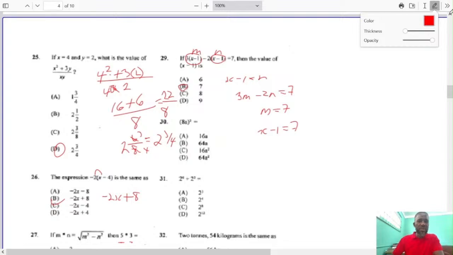All right. So we have 8a squared in this one. Now remember, from the laws of indices, once we have the bracket here, everything inside the bracket is squared. So 8 squared is going to be equal to 64, and a squared is going to be equal to a squared. So 64a squared, so our answer here is D.